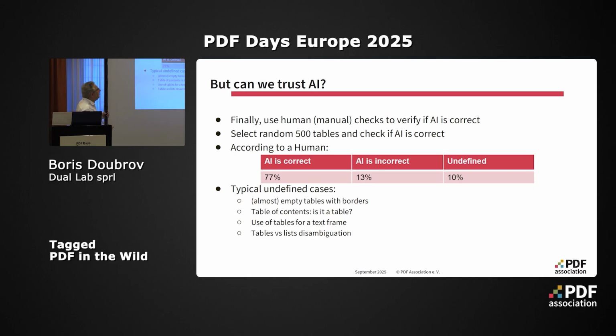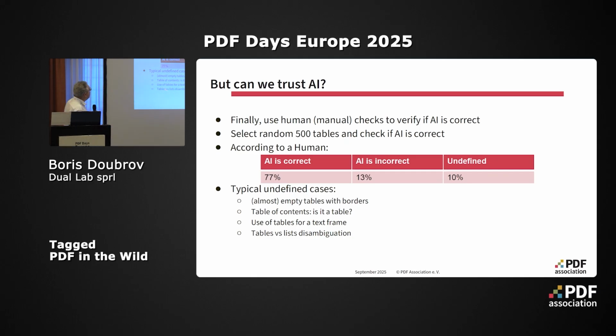Can we trust it? Well, it's a matter of trust. How do we do that? We do a manual test. So we selected 500 tables and did a human manual check. Our QA engineers were sitting analyzing 500 cases and checking whether DocLink was correct or not. And surprisingly, AI was correct in 77% of cases. Well, according to humans. Again, humans can make mistakes, but that is what happens as well.